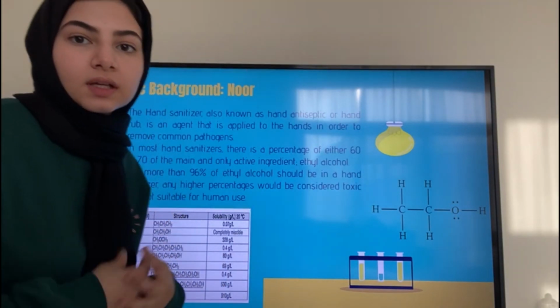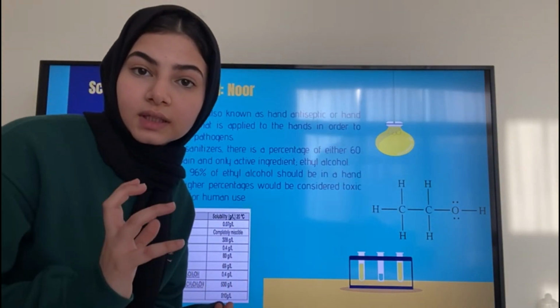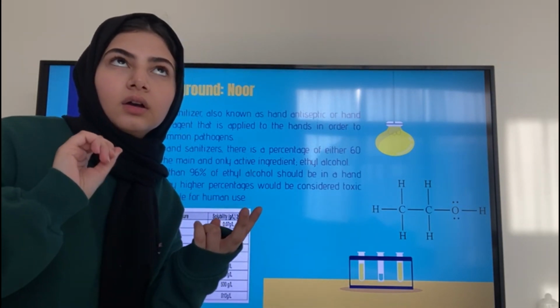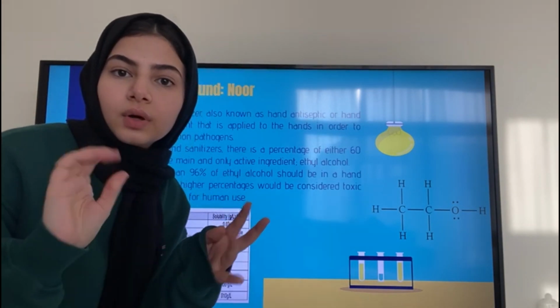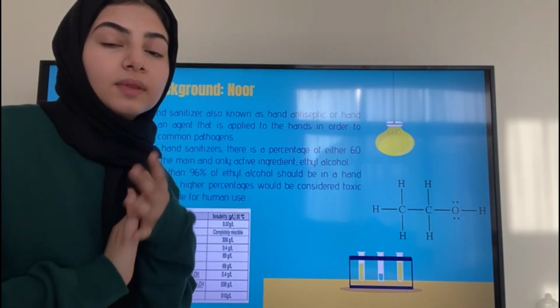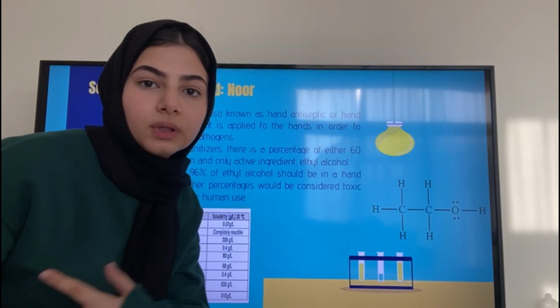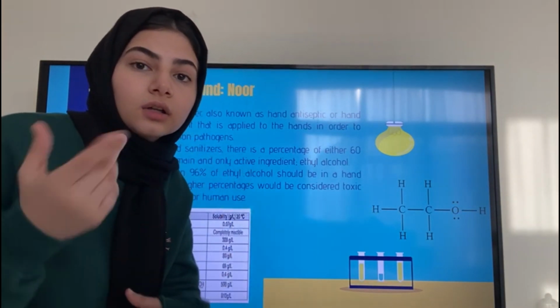Crucial additives such as water act as a carrier for the ingredients and alcohols, and other additives like fragrances, glycerin, hydrogen peroxide, or emollients work to protect the skin from the alcohol's drying effects or to neutralize any acidic effects or to give the product the desired smell, color, texture.